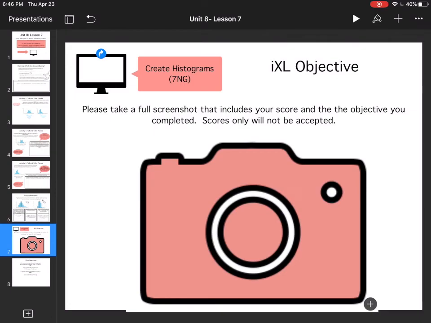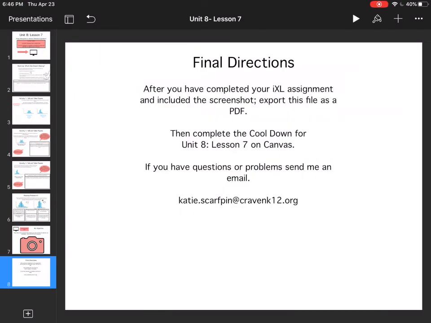So now you're going to go ahead and create histograms. You're going to take a screenshot of your IXL objective and then export that as a PDF. And then I need you to make sure that you take your Unit 8 Lesson 7 cool down on Canvas. Let me know if you need any help.